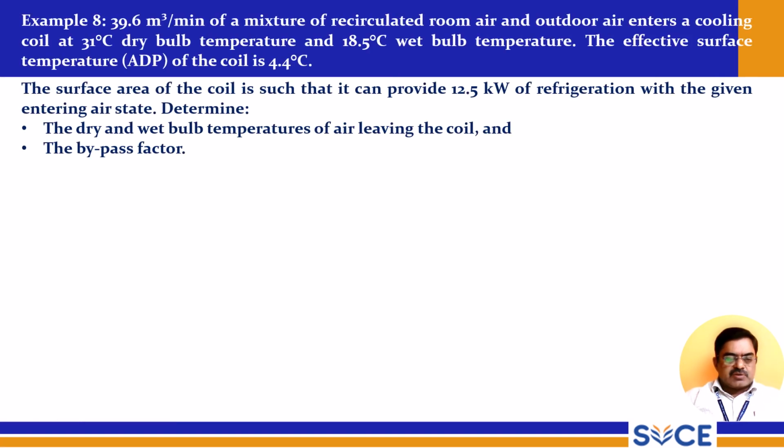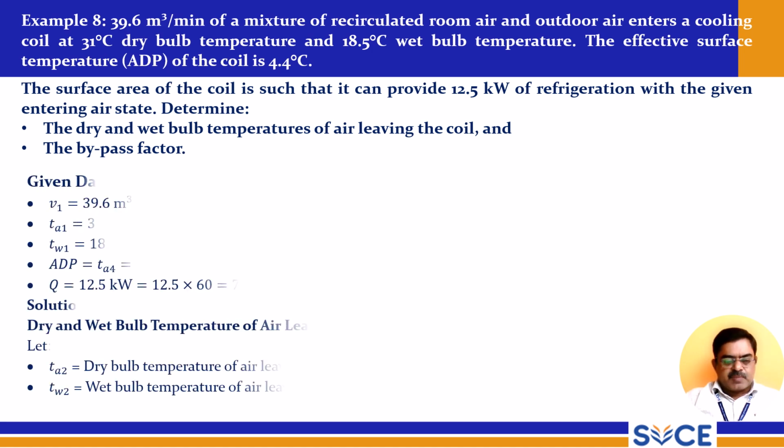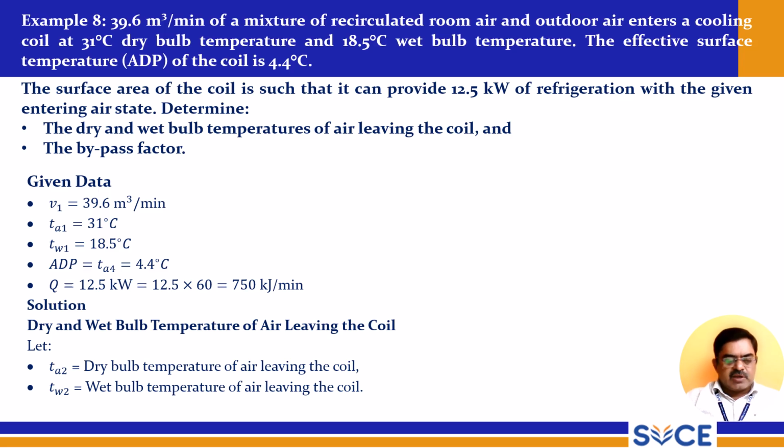So next example, 39.6 meter cube per minute of mixture of recirculated room air and outdoor air enters a cooling coil at 31 degrees Celsius dry bulb temperature and 18.5 degrees Celsius wet bulb temperature. The effective surface temperature ADP of the coil is 4.4 degrees Celsius. The surface area of the coil is such that it can provide 12.5 kilowatt of refrigeration with the given entering air state. So determine the dry and wet bulb temperatures of air leaving the coil and bypass factor. So we have to find BPF also.